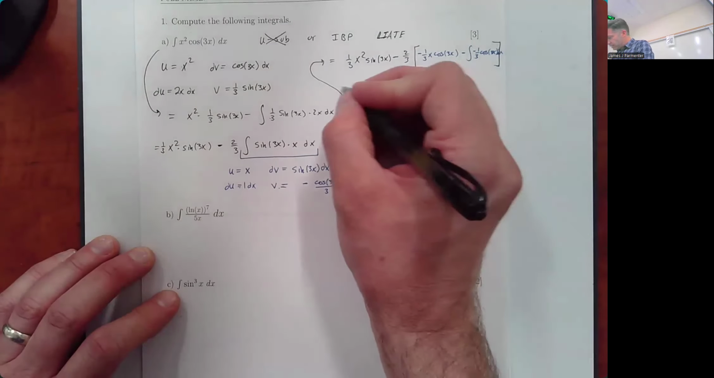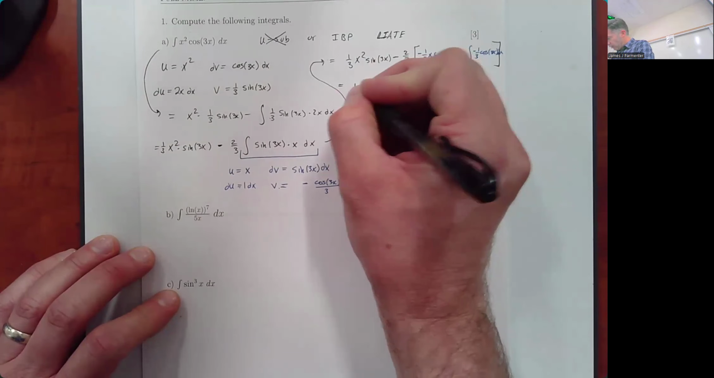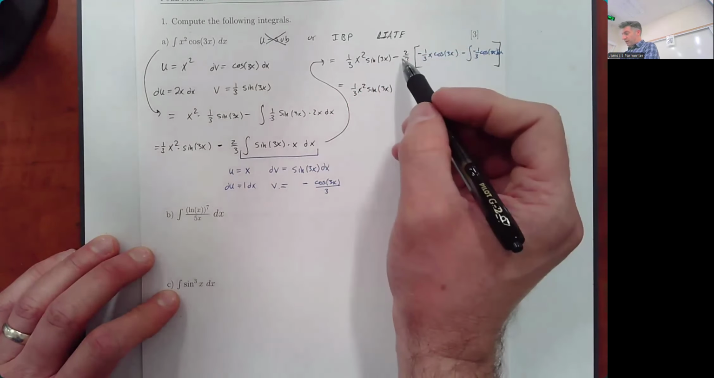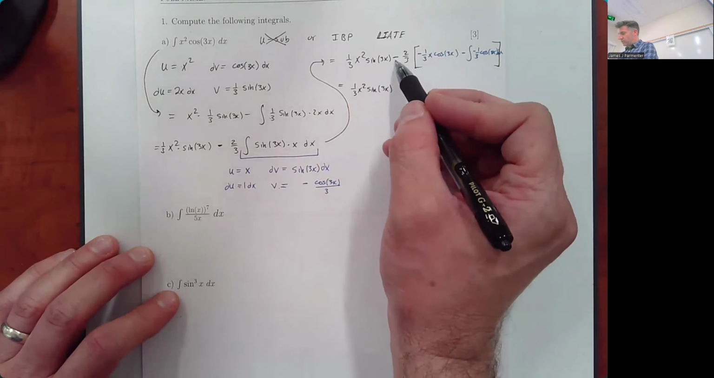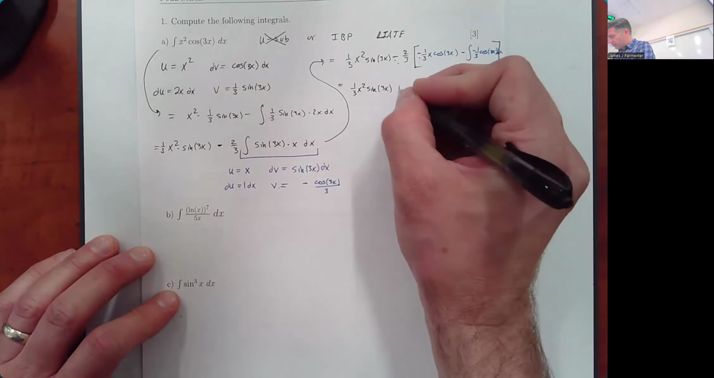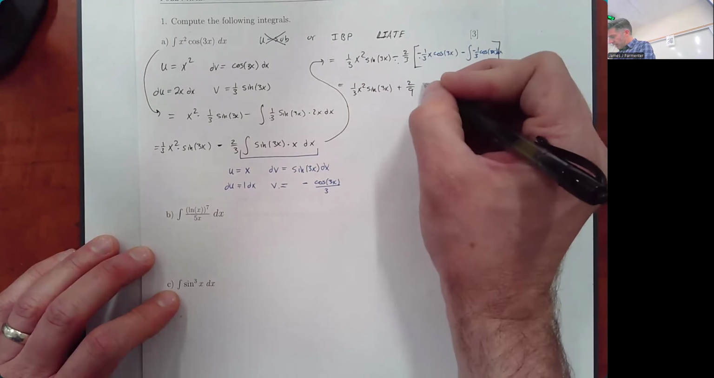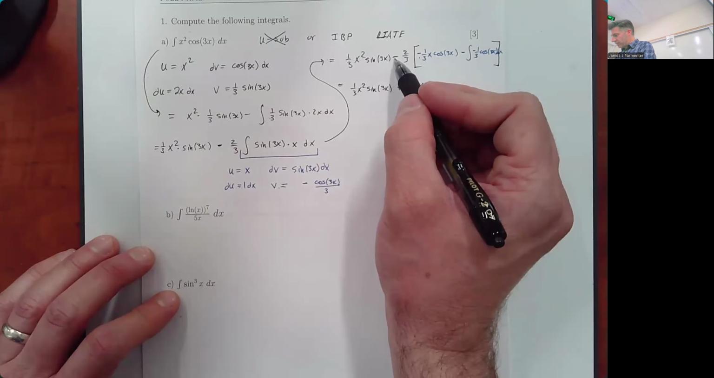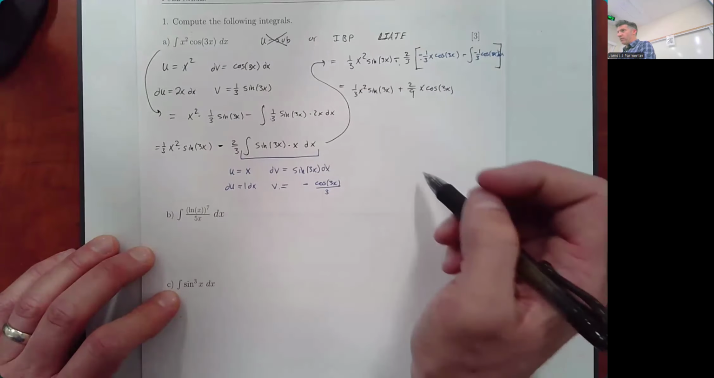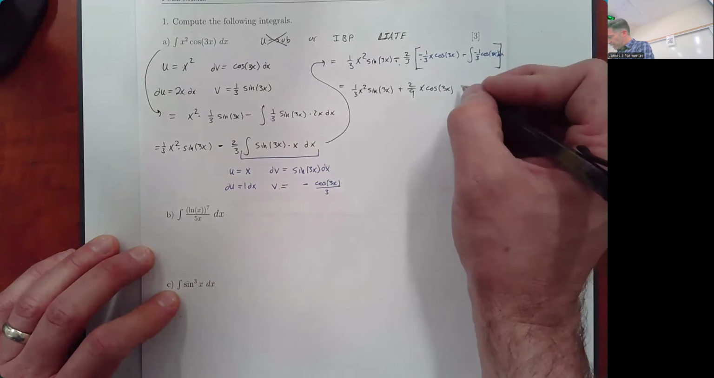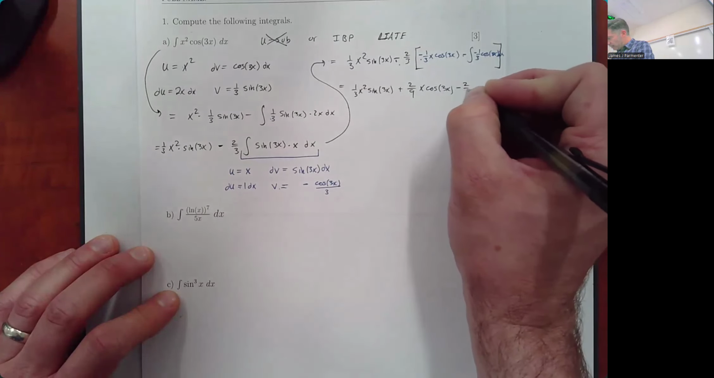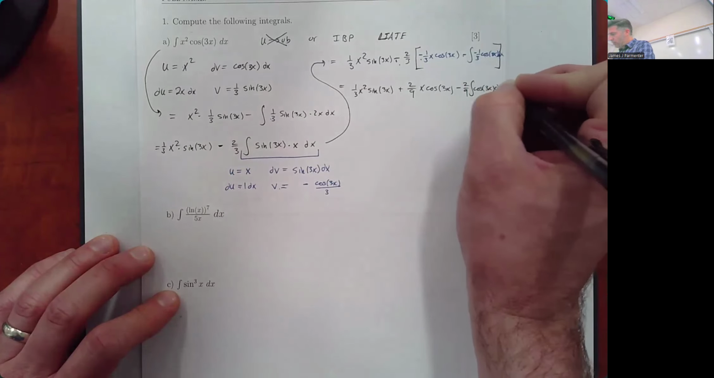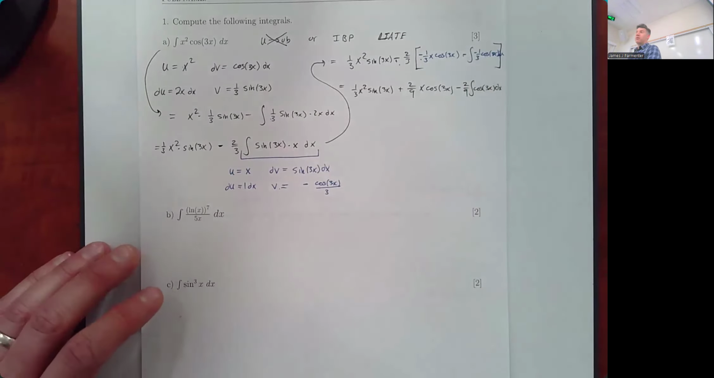So here's what we've got, and here's what I would do. I'm going to rewrite this. I've got 1/3 x squared sine of 3x. And I'm going to distribute the minus 2/3. Minus 2/3 times minus 1/3 is positive 2/9 times x times cosine of 3x. And then I have a minus 2/3 times a minus 1/3. That's going to be a minus 2/9 times the integral of cosine of 3x dx. We probably could have done the integral right there.